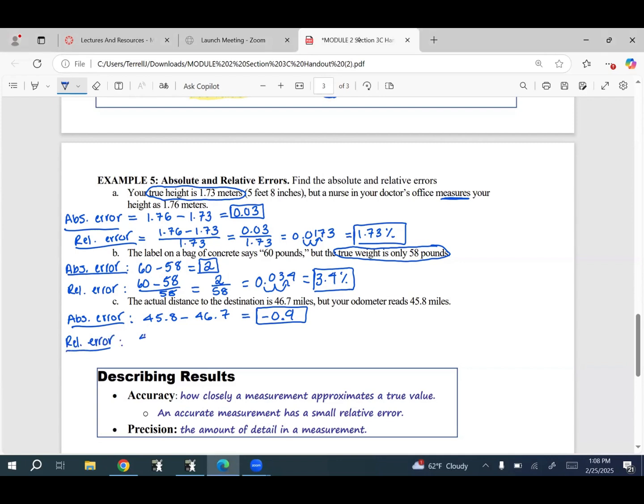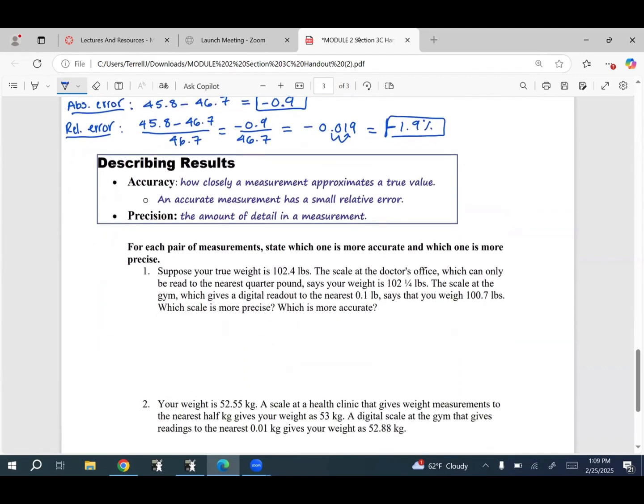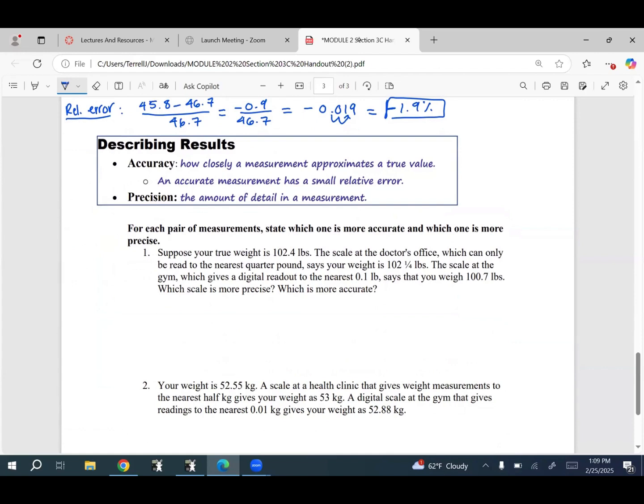And then relative error. That is measured minus true divided by true. And so on top, we know we get negative 0.9 because we just did that. And when you divide the two, you should get negative 0.019. And again, we always want to make the relative a percentage. So let's move the decimal point 2 places to the right. And that's negative 1.9%.